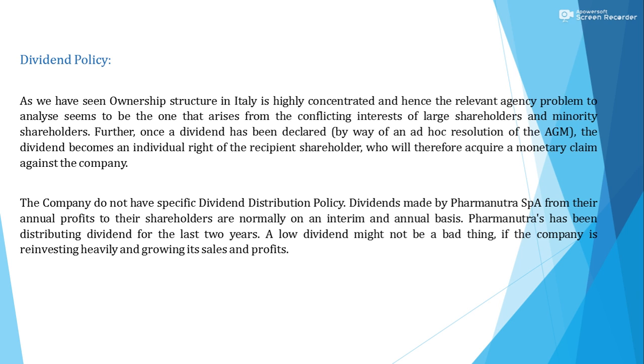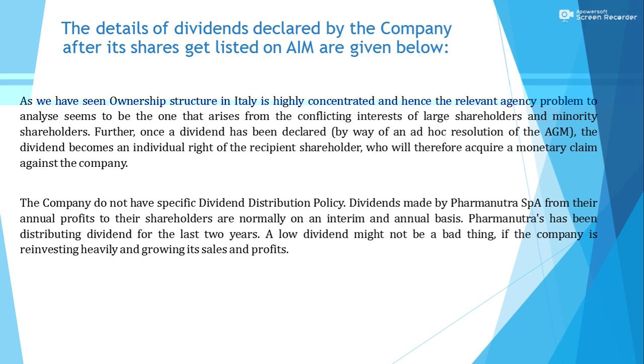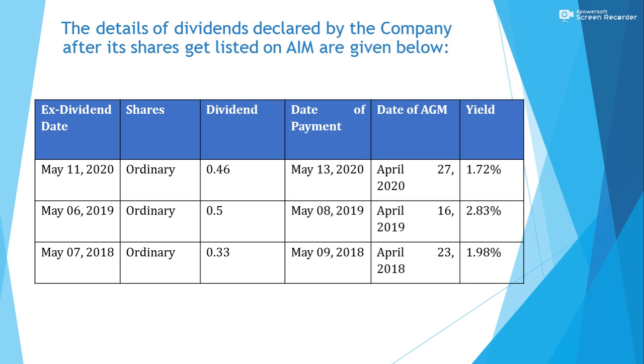From the date of its admission to trading, the company has been distributing dividends. The details of dividends declared by the company since it got admitted to trading are given here. The first was declared May 7, 2018 at 0.33, then May 6 at 0.5, then May 6, 2019 at 0.5, then May 11, 2020 at 0.46. You can see here all are ordinary shares, and we can see the payment also.